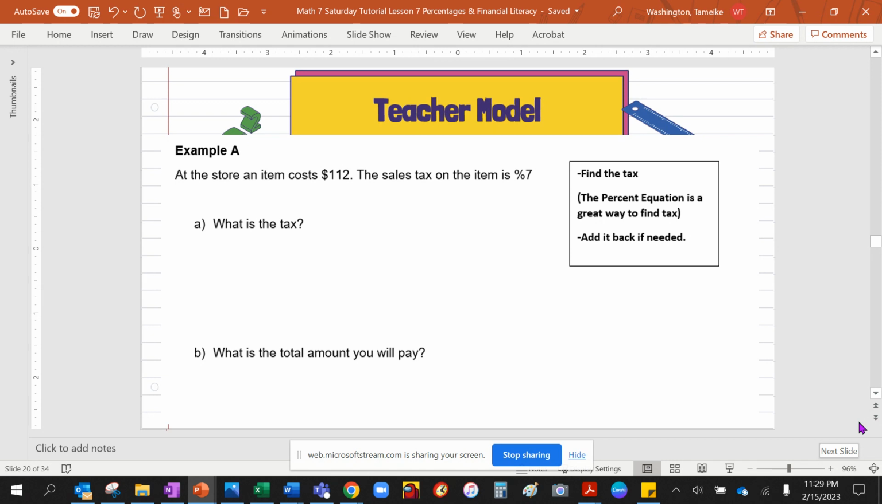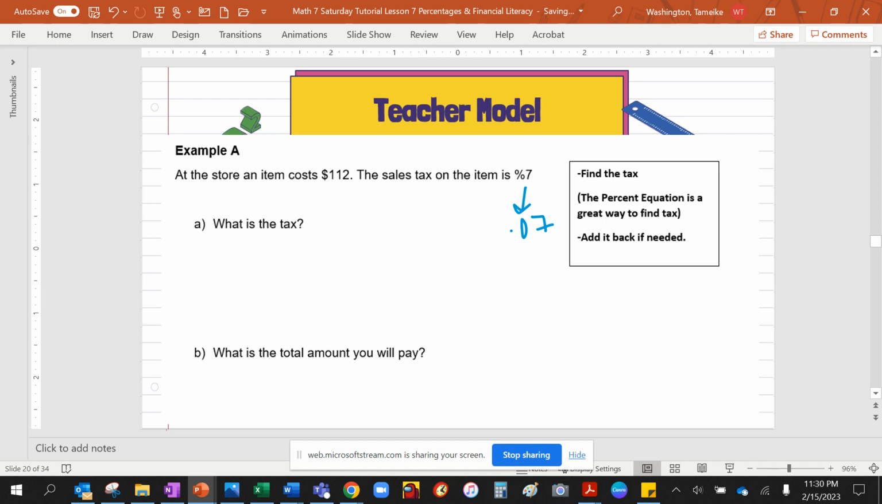Some criteria for success: find the tax. A percent equation is a great way to find the tax. Remember, a percent equation is when you transform the percent into a decimal and then multiply. 7% as a decimal is 0.07, and then you would just multiply. I know how to multiply by decimals.